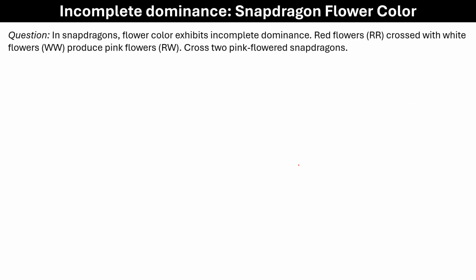Now let's try to understand this with an example. Here you are told that it's a snapdragon flower which exhibits incomplete dominance. So the condition is given to you already. Now you have a red flower which is crossed with white flower and it produces pink flower. Now the question asks you to cross two pink snapdragon flowers.